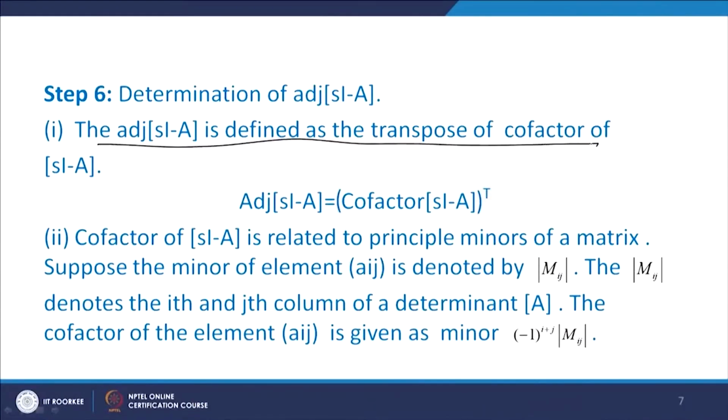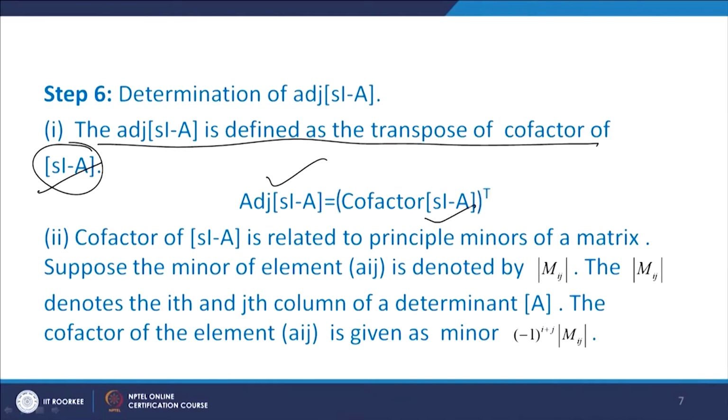The adjoint of (sI - A) is defined as the transpose of the cofactor of (sI - A). That means you have to calculate the cofactor of this (sI - A), and then make its transpose. Therefore, adjoint of (sI - A) equals cofactor of (sI - A) transpose. Now, how to calculate the cofactors? The cofactors of (sI - A) are related to the minors of a matrix. For every element in the matrix there are some minors. Those minors have to be calculated, and once we get the minors we get the cofactors, and once we get the cofactors we get the adjoint.